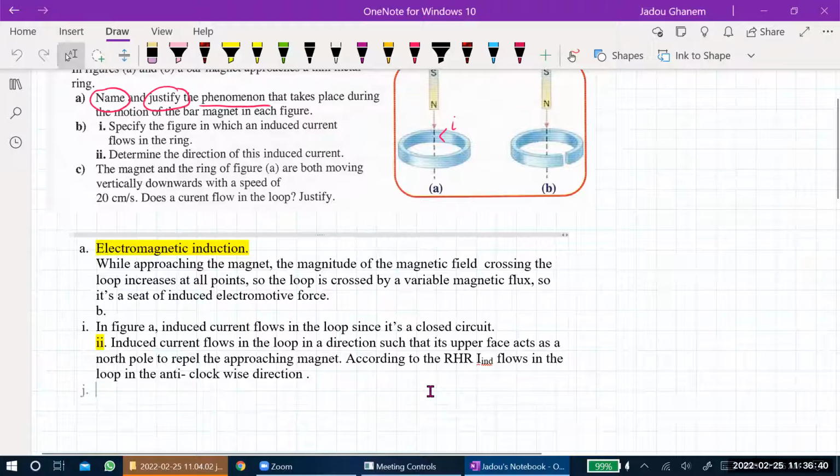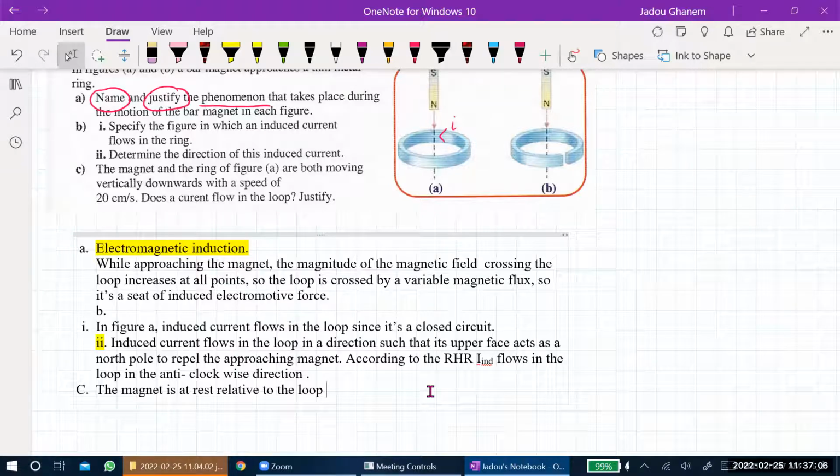Great. Let me send the answer for part C. So in part C, most of you told me that the magnet and the loop appear to be at rest with respect to each other. So we can say that the magnet is at rest relative to the loop since both of them are moving with the same speed.